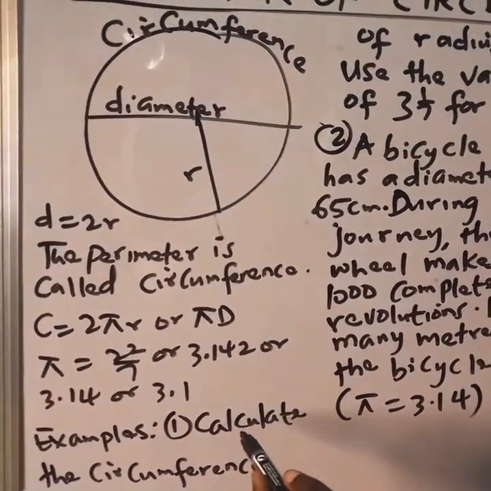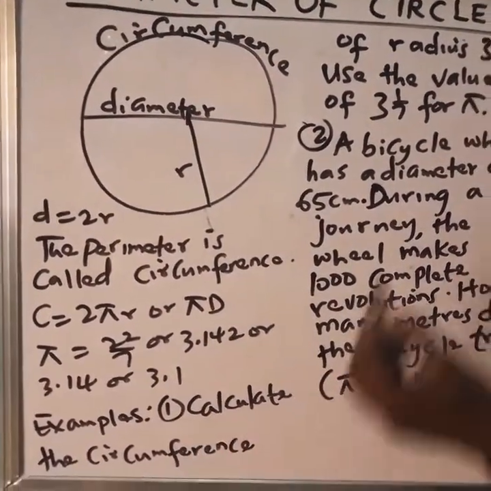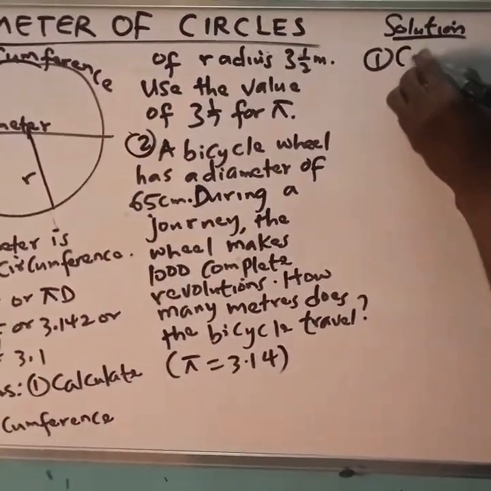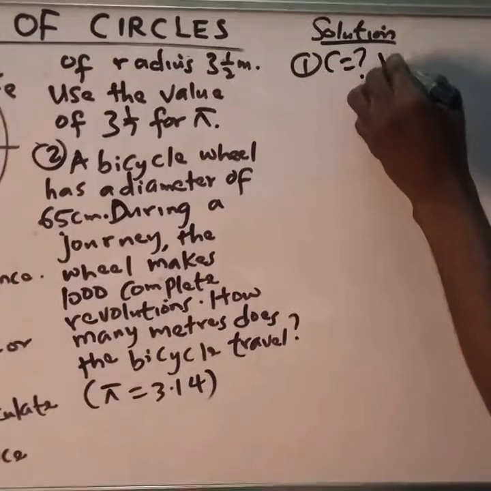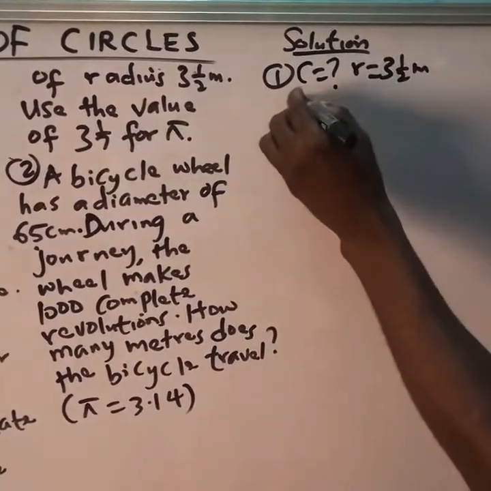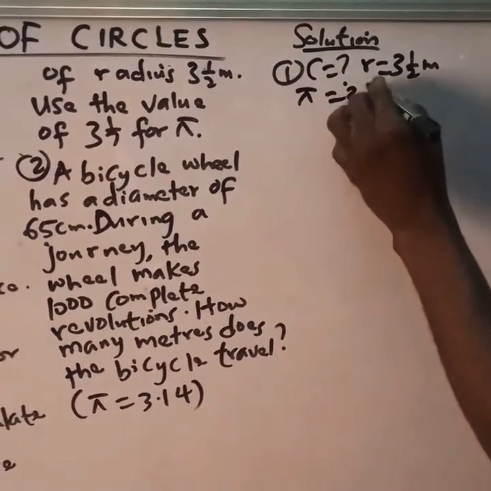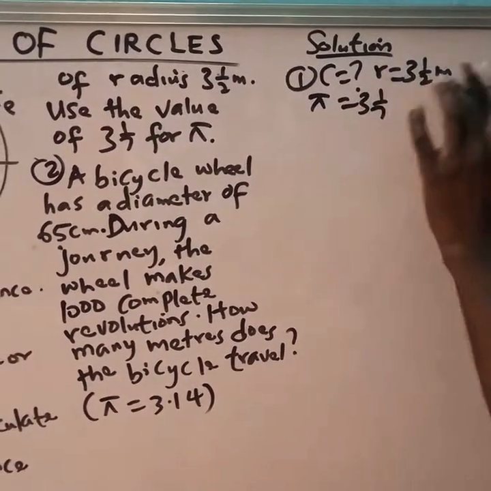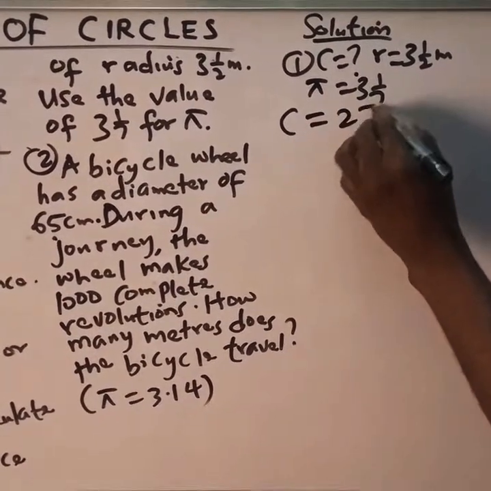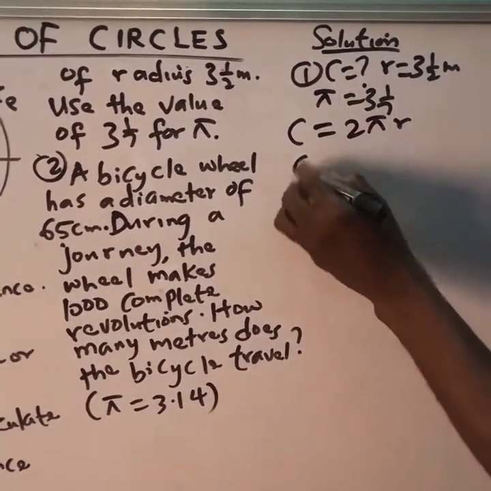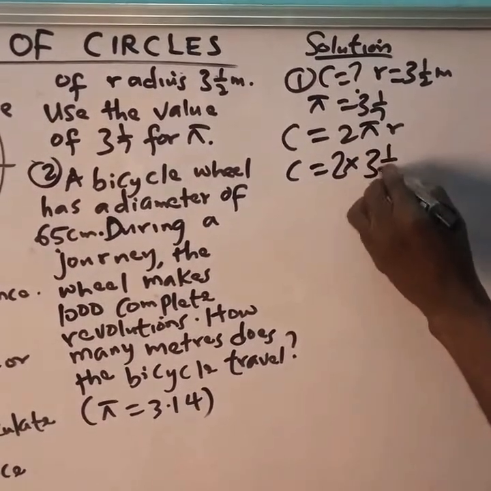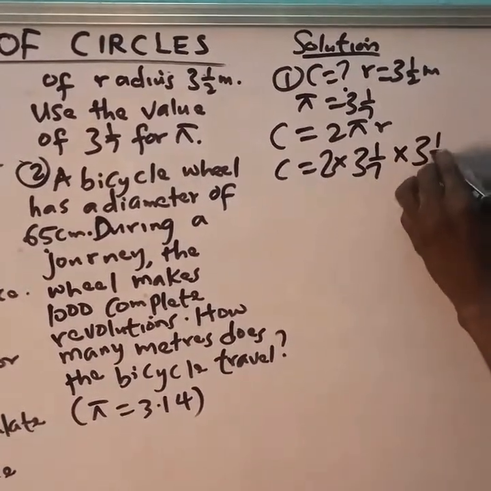Examples. Number 1. Calculate the circumference of radius 3.5 meter. The circumference is what you are looking for. The radius given to you is 3.5 meter. Use the value of 3 whole number 1/7 for pi. So these are your parameters. Since you are given radius, we make use of 2 pi r. So c is equal to 2 times the pi, 3 whole number 1/7, times radius.